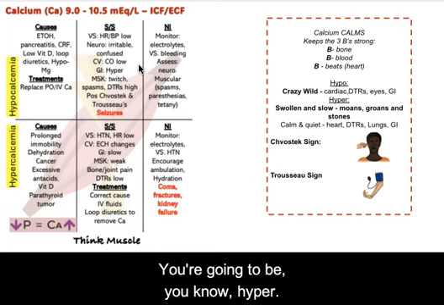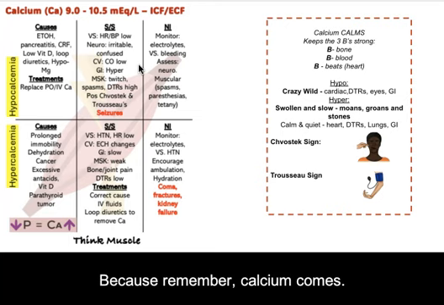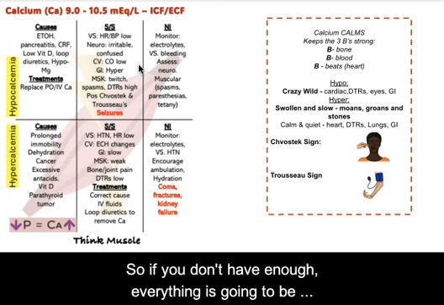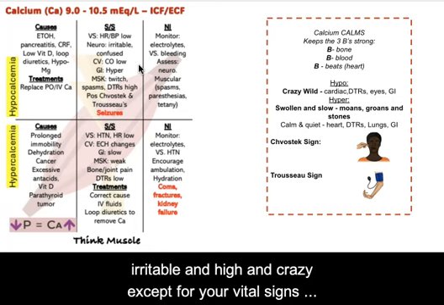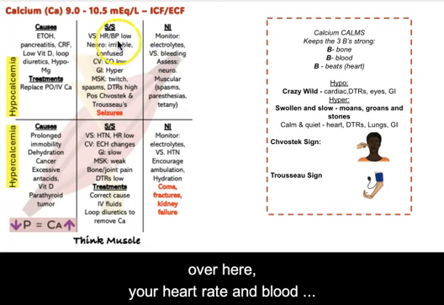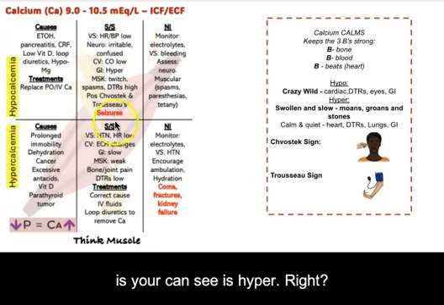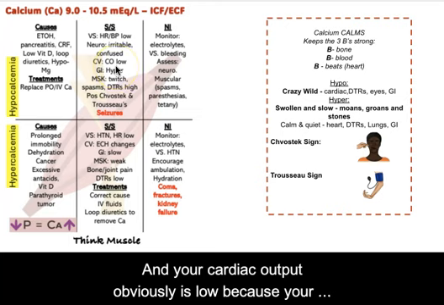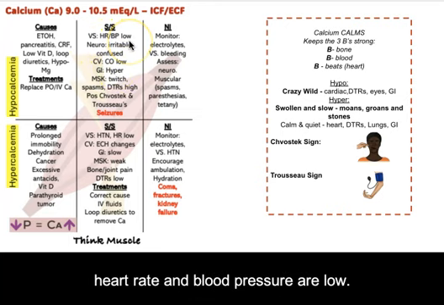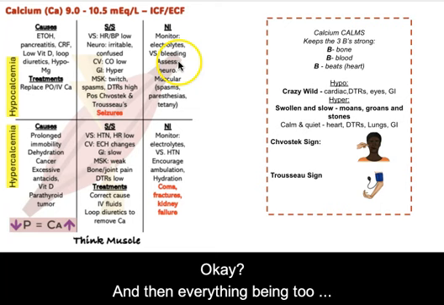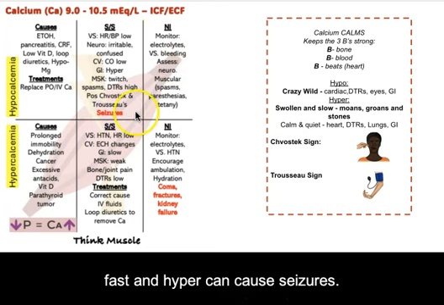Seizures, you're going to be hyper, because remember, calcium calms. So if you don't have enough, everything is going to be irritable and high and crazy, except for your vital signs over here. Your heart rate and blood pressure will be low, but everything else over here, as you can see, is hyper, right? And your cardiac output obviously is low because your heart rate and blood pressure are low. Okay, and then everything being too fast and hyper can cause seizures.